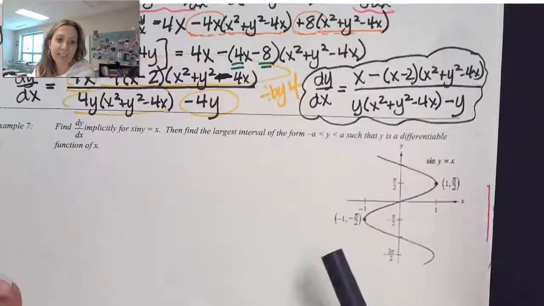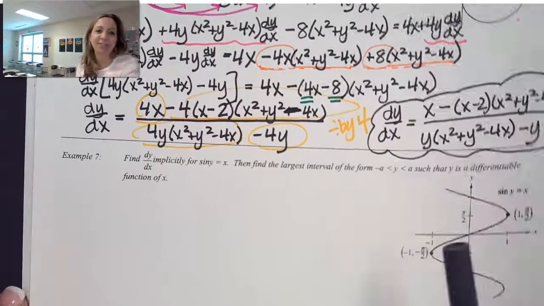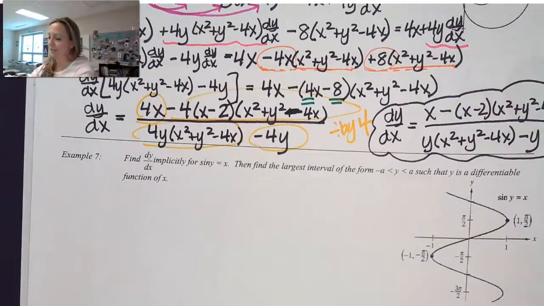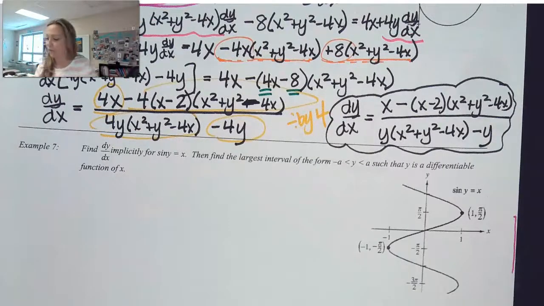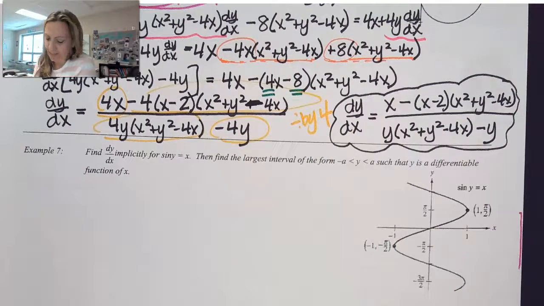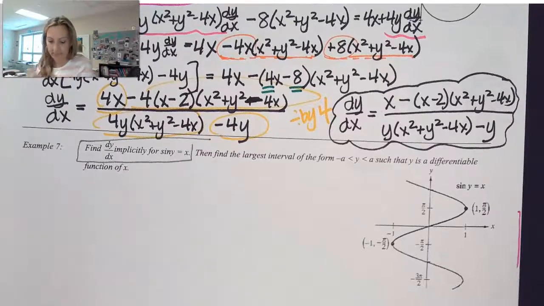We are going to continue with lesson 2.5 on implicit differentiation. This time we're going to find dy/dx implicitly for sine of y equals x. Okay, so let's just start there. Let's find dy/dx implicitly for sine of y equals x.